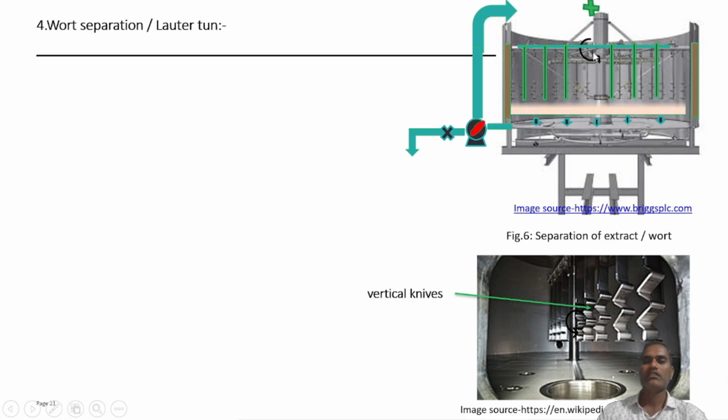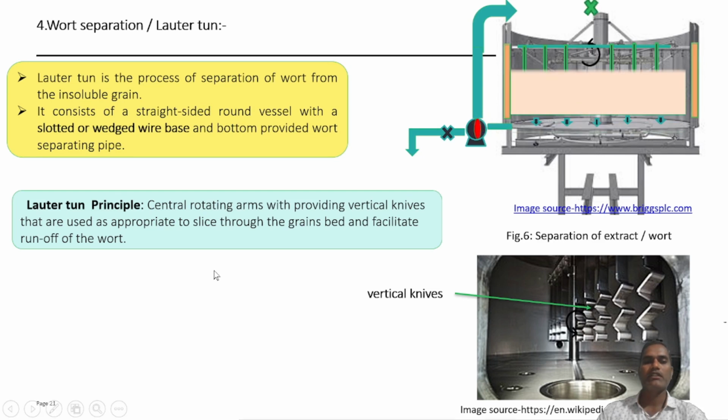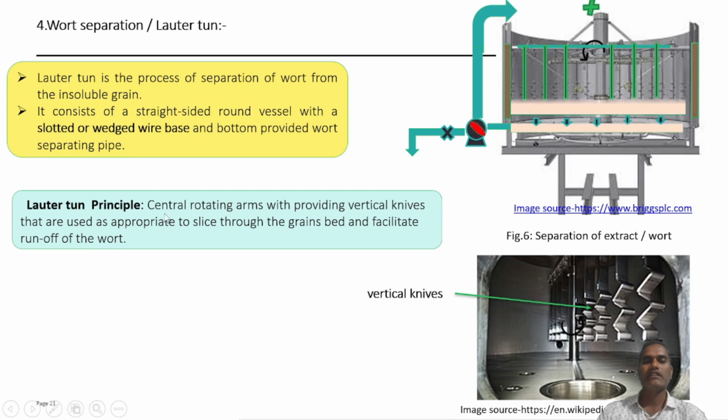You can see there should be a recirculation system, then separation of the spent grain, then separation of the extracted soluble component, that is the wort separation process. Basically, in the lauter tun process, the wort is separated from the extract. This extract is the main raw material in the brewing process. The basic principle in the lauter tun is central rotating arms with vertical knives that slice through the grain bed and facilitate runoff.